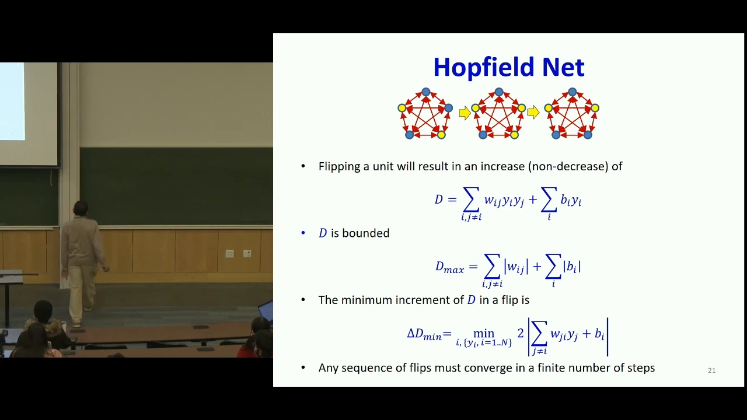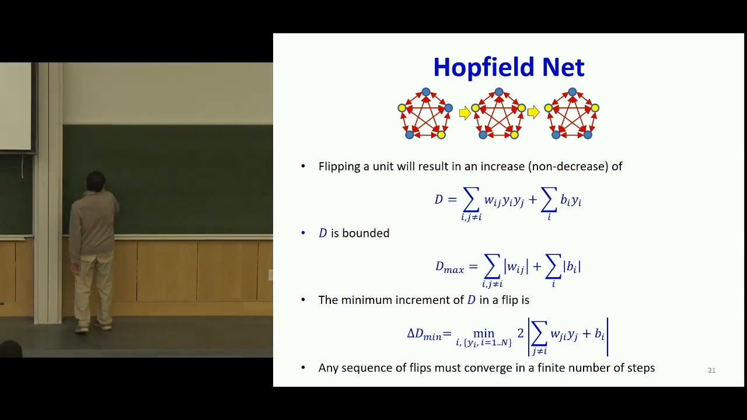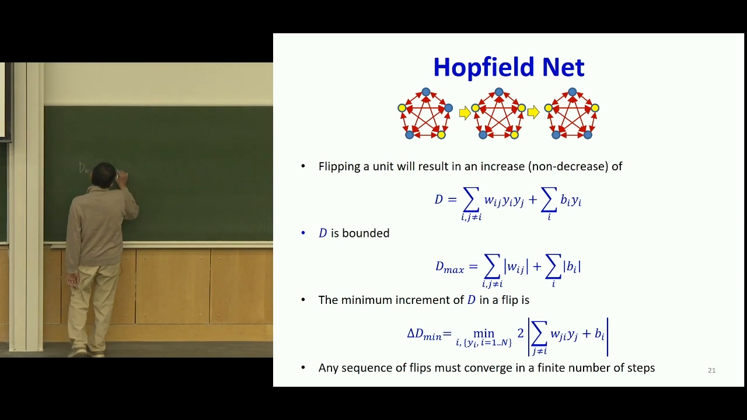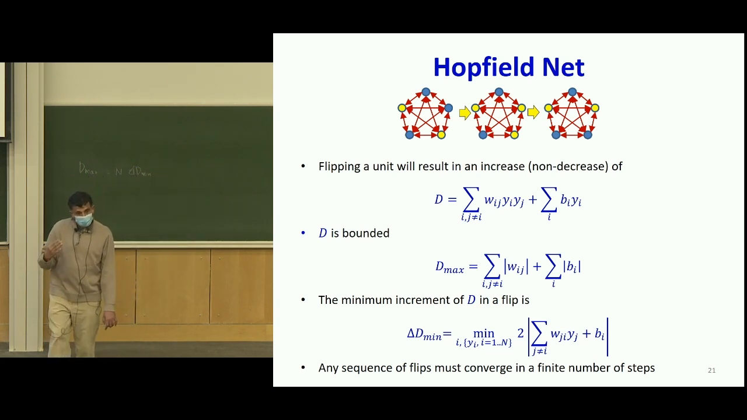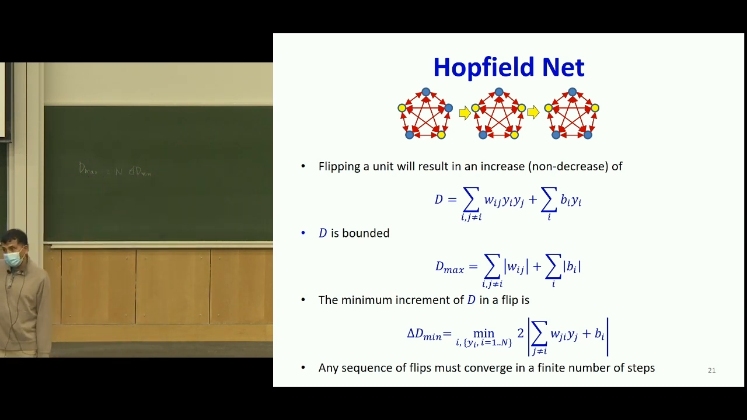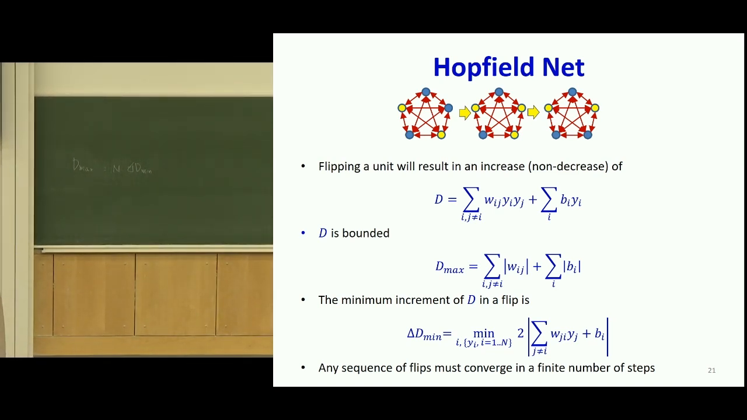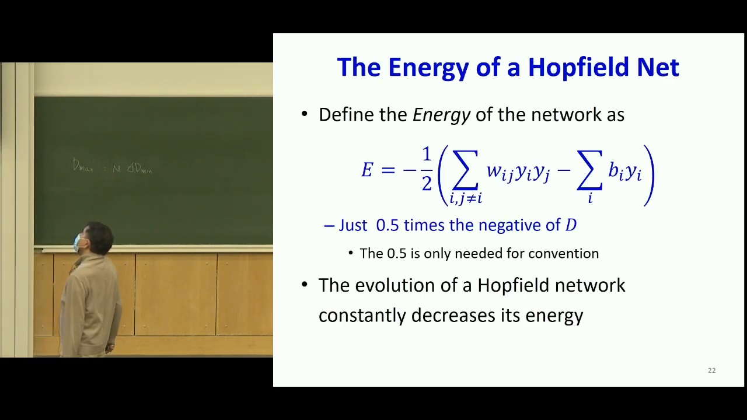So basically, you're going to get something like d max is going to be n times delta d min. That's a maximum number. Once delta d, in the worst case, after it has flipped n times, d has reached its maximum value, at which point no neuron can flip anymore. This is a guarantee. And so there's a bounded number of flips, and this is not going to continue forever.